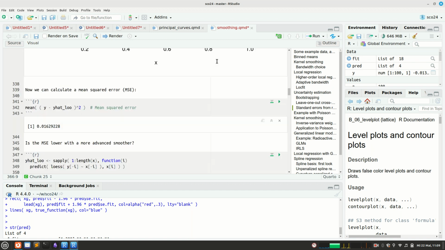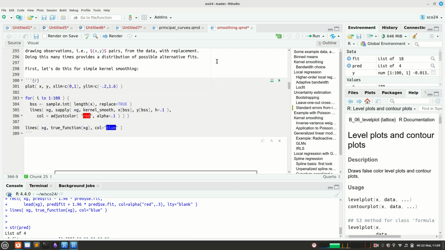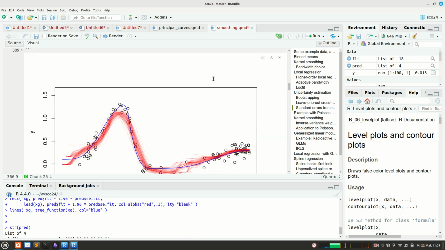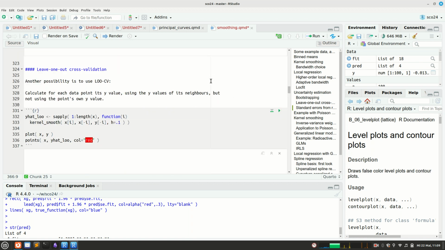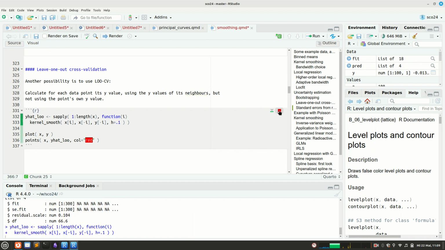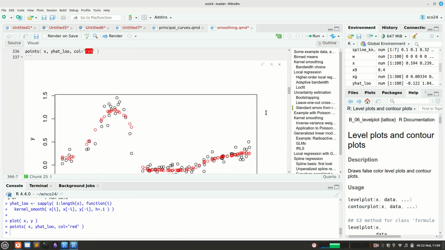So there's an alternative to do that, which is called cross-validation. There's two things, bootstrapping and cross-validation. Actually, and now I'm doing it backwards. Let's start with cross-validation, which is pretty simple.